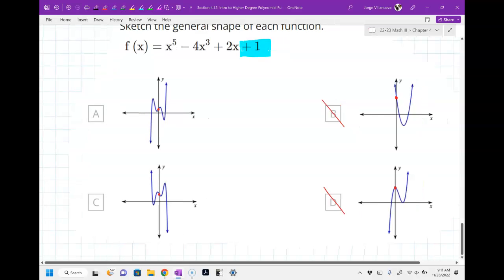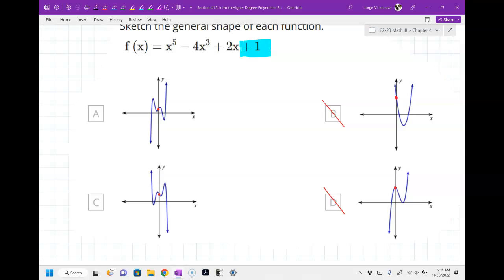I'm going to look at how many turns maximum, and I also want to look at my end behavior. So let's talk about end behavior first. What's the degree on this? 5, right? Degree is 5. Sorry about that. So that means it's odd. And my A is what? Positive or negative? It's a positive 1.